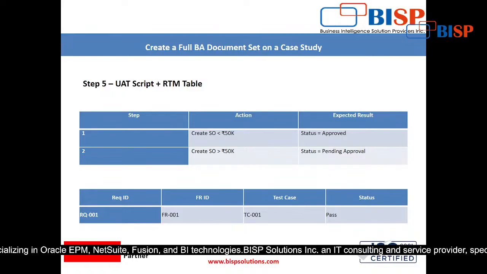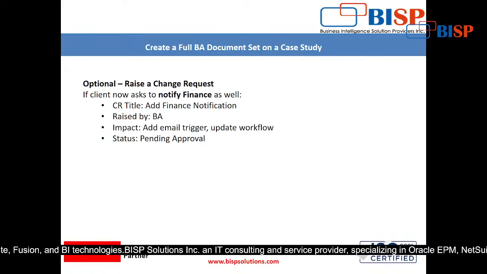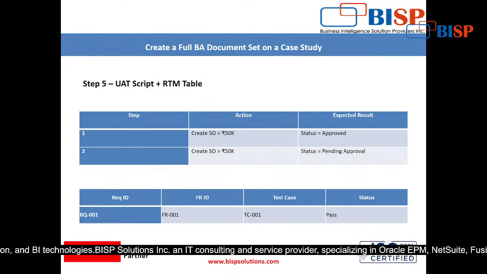And another is: create a sales order greater than 50,000, and the status should be pending approval. Okay, now see, in this there are two things. One is the unit test case and the other is the unit test script, right? In our UAT session we have discussed both. I am just giving you the overview.